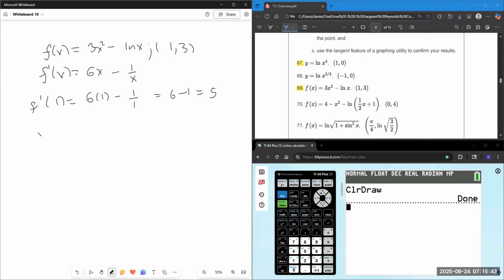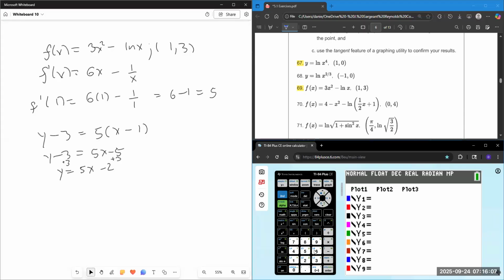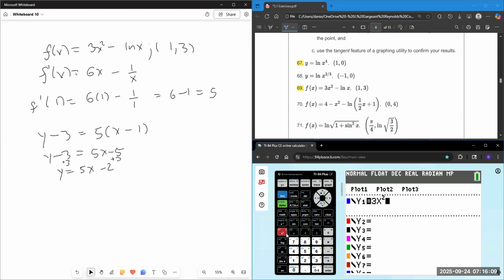So y minus 3 is equal to 5 times x minus 1. y minus 3 equals 5x minus 5. y is equal to 5x minus 2 when I add 3 to both sides. So this is y equals 3x squared minus ln of x.